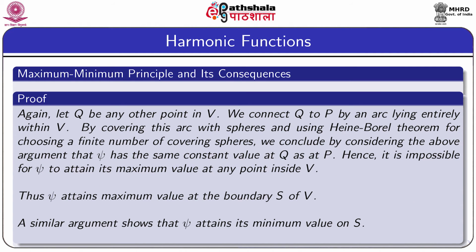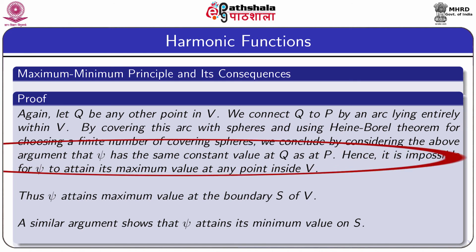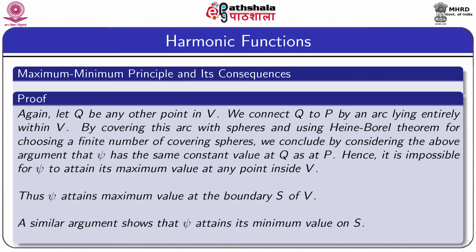Now, suppose Q is another point in the domain capital V. Now, we connect the point Q with the point P by an arc such that the arc lies entirely within the domain V. Now, by covering this arc with spheres and using the Heine-Borel theorem for choosing a finite number of covering spheres, we conclude by considering the above argument that psi has the same constant value at Q as at P. Hence, it is impossible for psi to attain its maximum value at any point inside V.